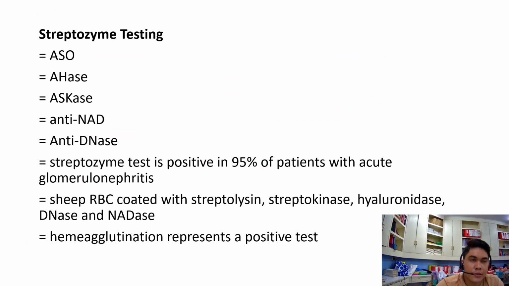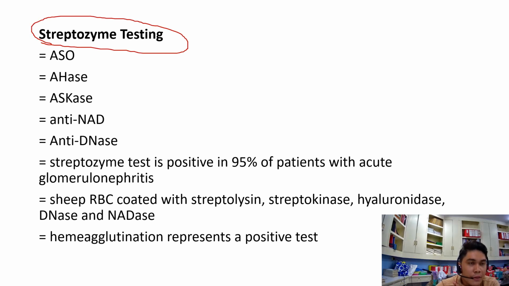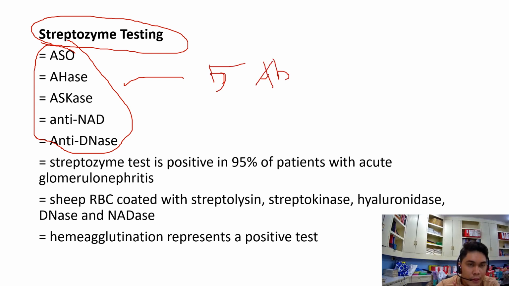Okay, next test to detect streptococcal infection, you have streptozyme testing. In streptozyme testing, you're using 5 antigens to react with 5 antibodies. The streptozyme test is positive in 95% of patients with acute glomerulonephritis. In this one, you're using sheep RBC coated with streptolysin O, streptokinase, hyaluronidase, DNase, and NADase.